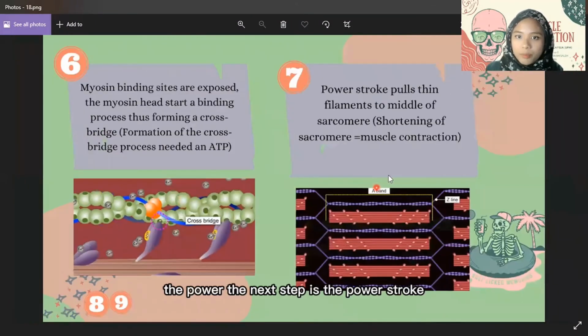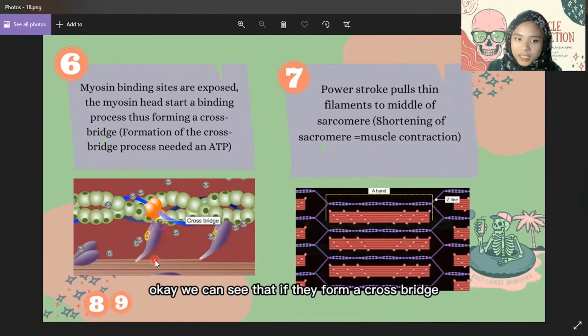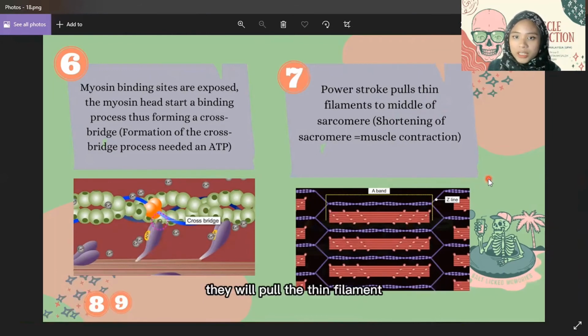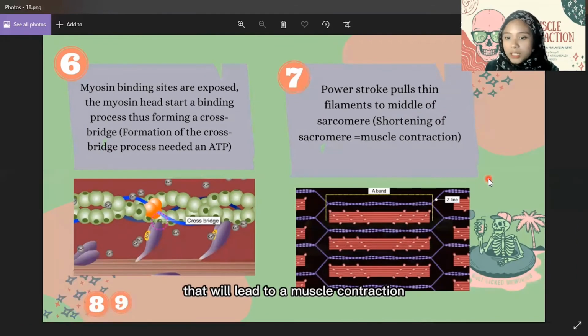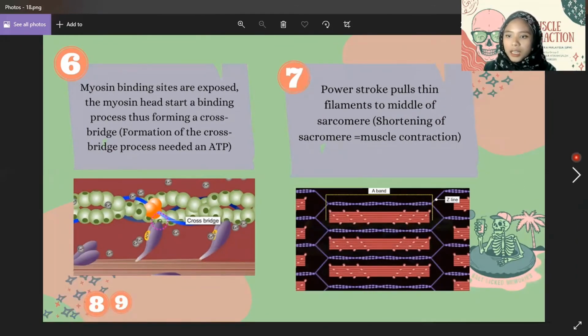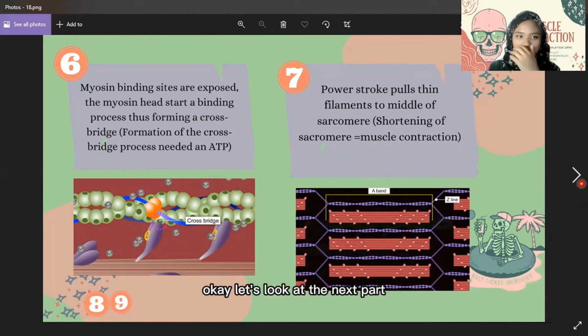The next step is the power stroke, which pulls the thin filament to the middle of the sarcomere. If they form a cross bridge, they will pull the thin filament into the middle of the sarcomere, which is the shortening of the sarcomere. That will lead to muscle contraction. This is how muscle contraction can happen in our daily life. Okay, let's go to the next part.